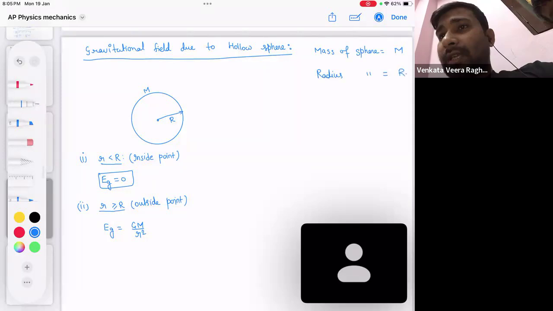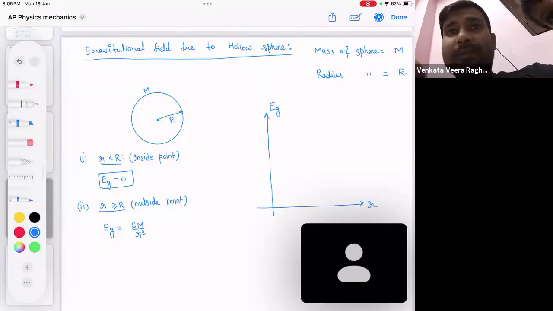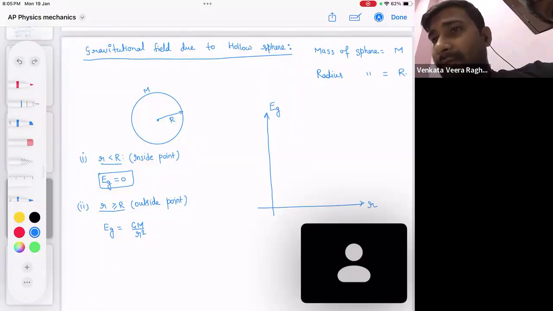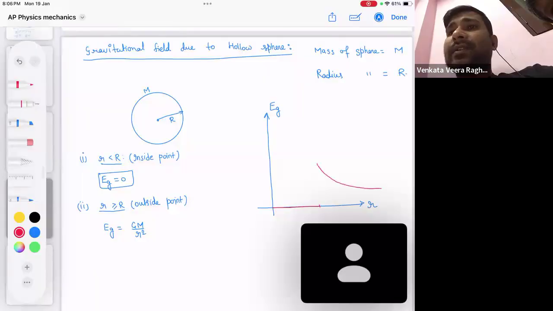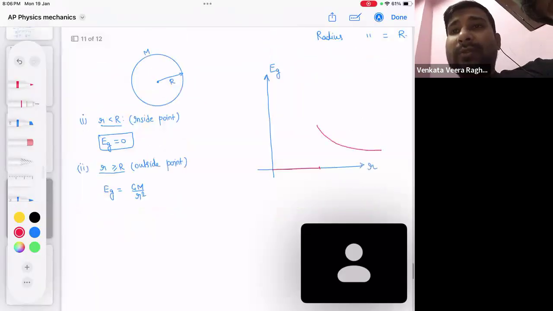So if you plot a graph of gravitational field versus distance from the center, this is how the graph will look. Initially it will be 0, and after reaching the surface the value will decrease. Understood? This is due to a hollow sphere.